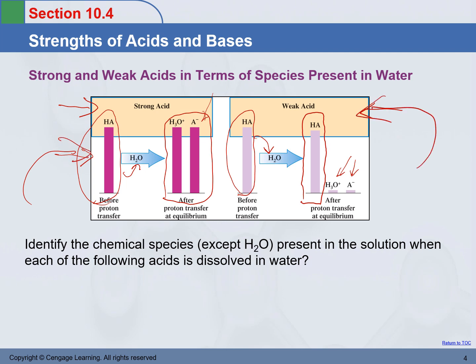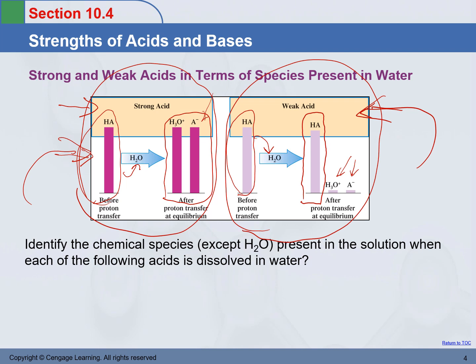charts here. We're going to figure out if the acid is a strong acid or a weak acid. If it is a strong acid, we use this chart to make our decision. If it is a weak acid, we use this chart to make our decision. Let's move on.